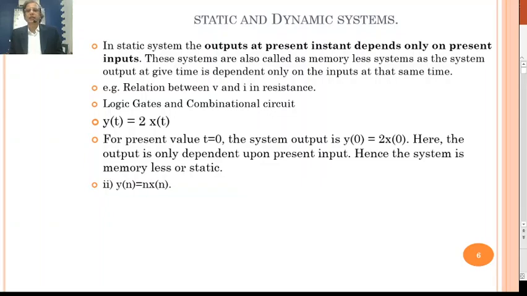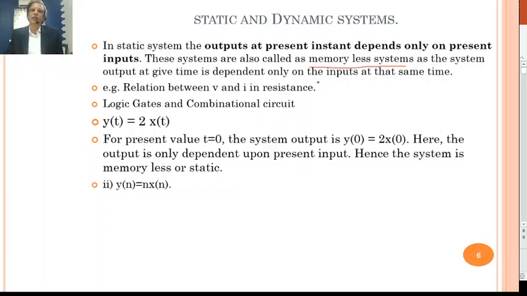Then the static system and the dynamic system. Static system is also called the memoryless system, because the output of the static system depends only on the present instance, or the output at the present instance depends only on the present input. Means output depends only on present input, and this system is called the static system or memoryless system.